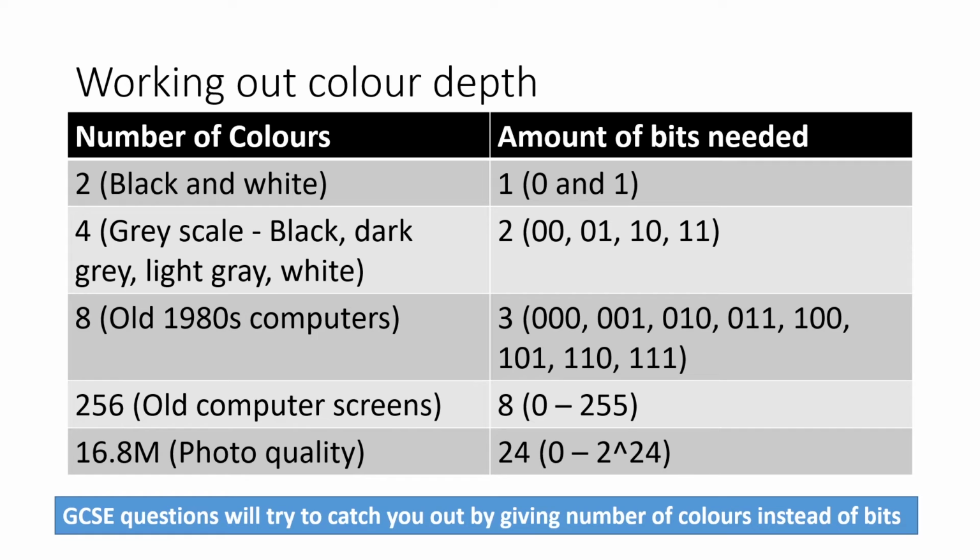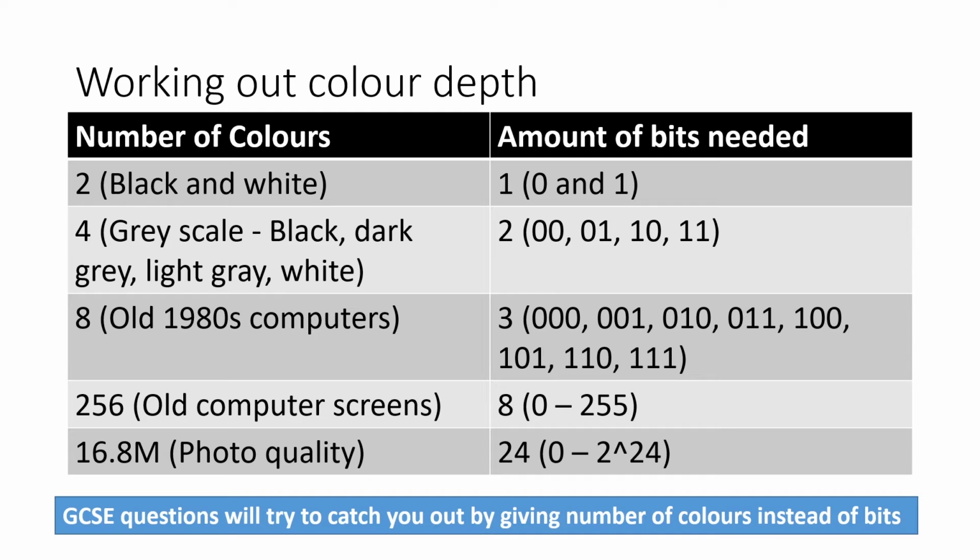So old computer screens, they had 256 different colors. That was 8 bits. Have you ever heard of 8-bit computing? 8-bit games. That's where that comes from. And photo quality, good enough for our human eyes to be fooled, is where we use 24 bits. 2 to the power of 24, which is nearly 17 million different colors.